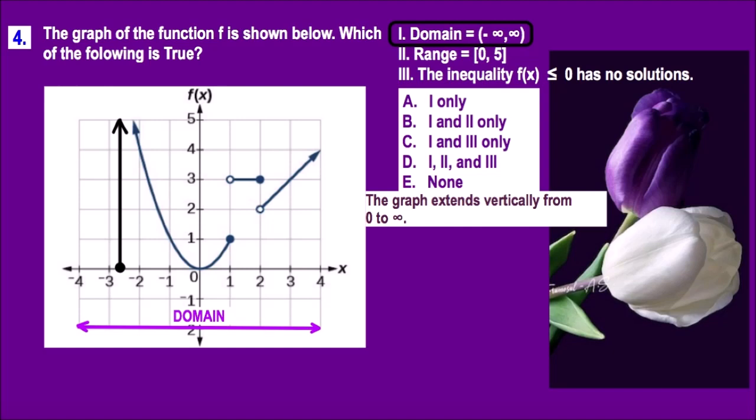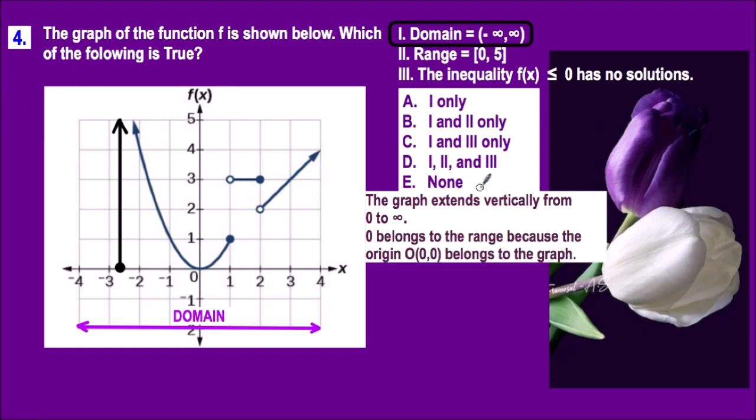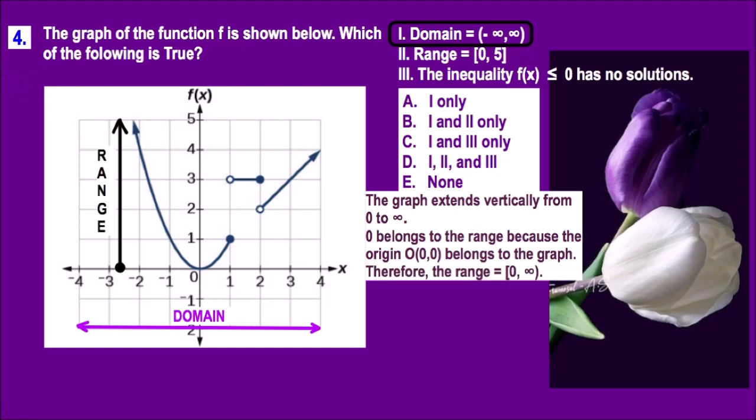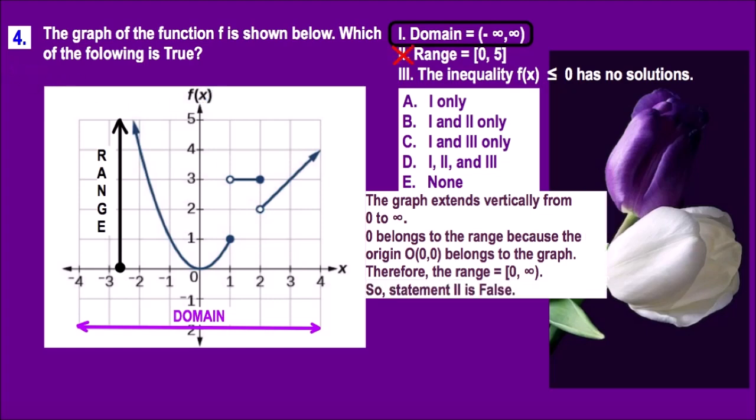Statement 2. Range is equal to closed interval 0, 5. The graph extends vertically from 0 to infinity. 0 belongs to the range because the origin O, point of coordinates 0, 0, belongs to the graph. Therefore, the range is equal to closed interval 0, infinity. So statement 2 is false.